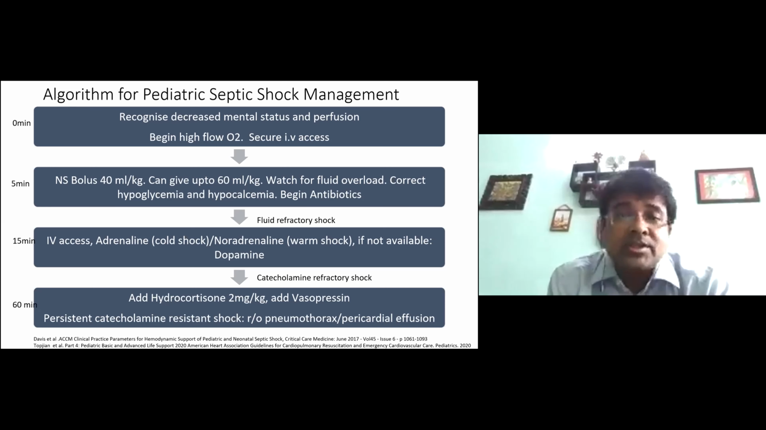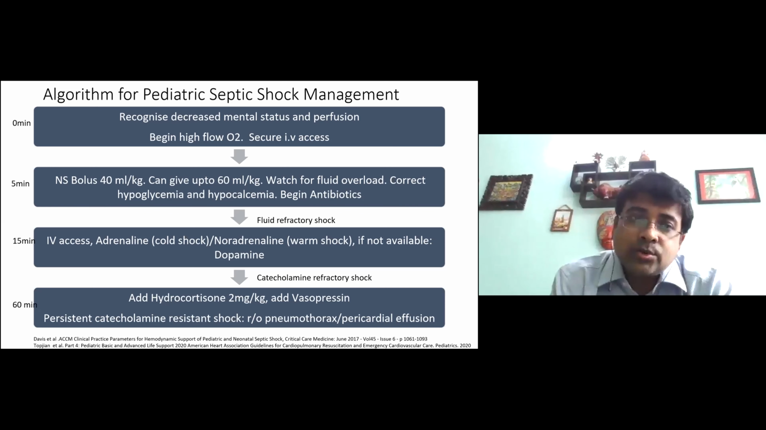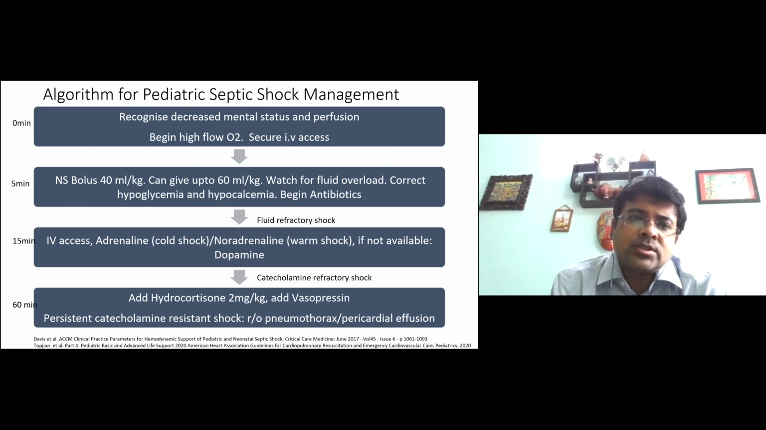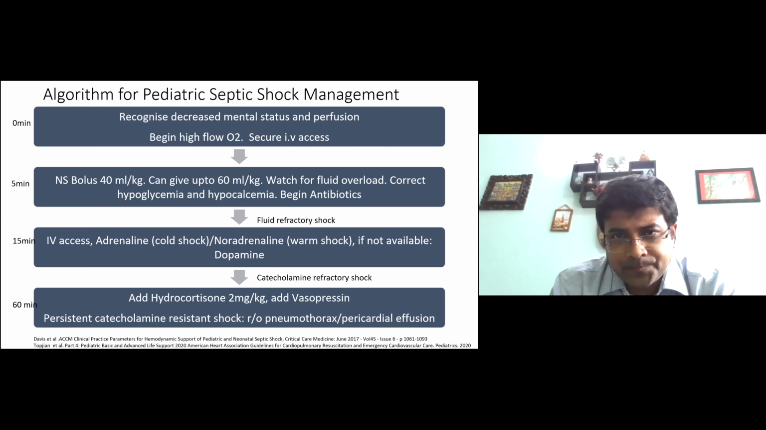When you have established an IV access, immediately you give an NS bolus of 40 ml per kg. Earlier we used to give 60 ml per kg. Nowadays they've kept it down to 40 ml per kg. But basically what we used to do is to give 20 ml per kg 3 times up to 60 ml per kg, and then we used to look at the urine output. At the same time, you have to watch out for fluid overload, correct the hypoglycemia and hypocalcemia, and start off the antibiotics as per the protocol.